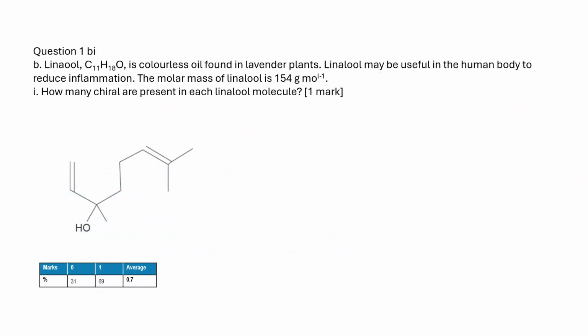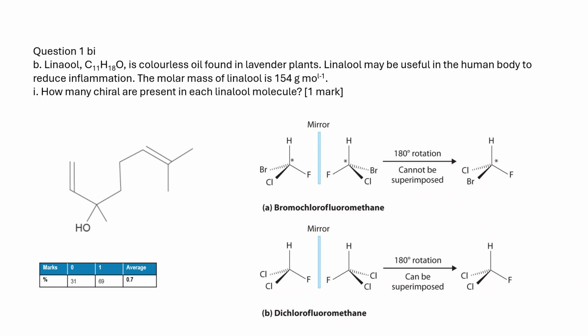For a carbon atom to be a chiral center, it must be bonded to 4 different substituent groups. Linalool contains only 1 carbon atom that meets this criterion.